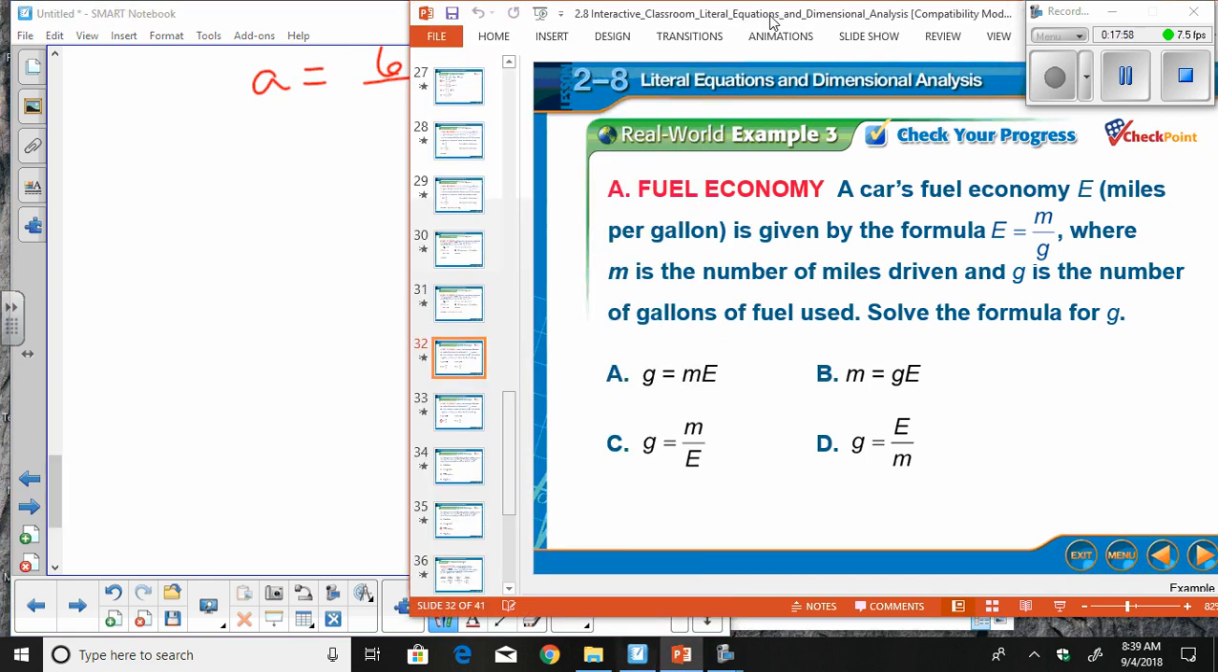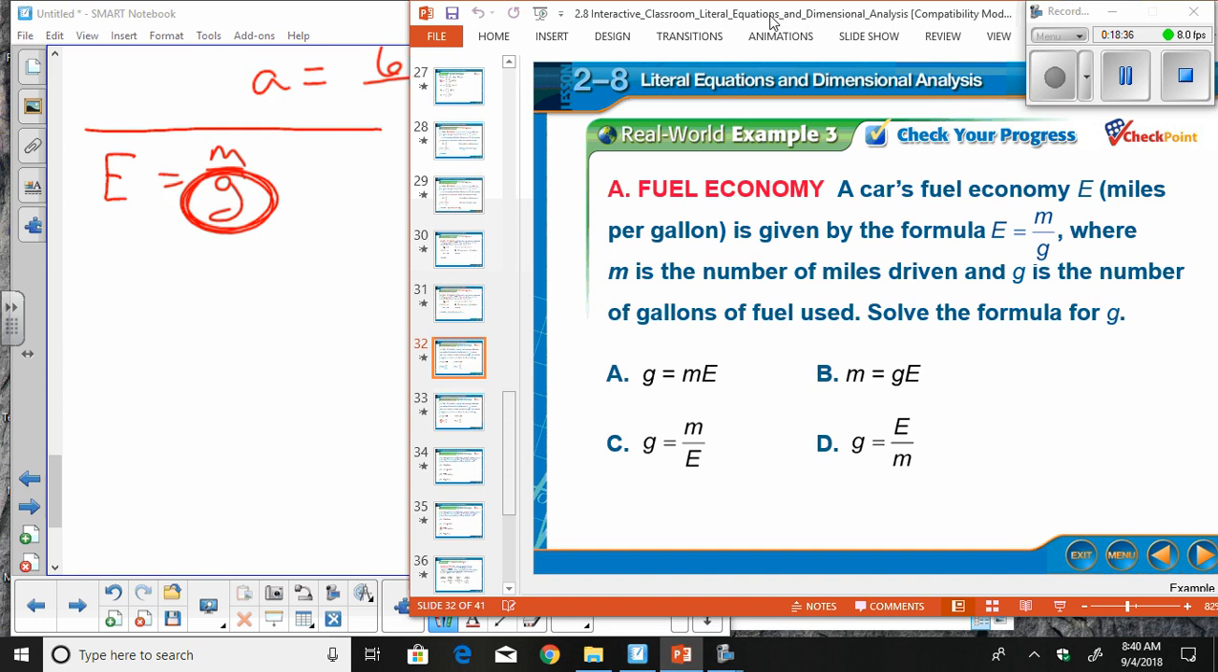A car's fuel economy, E, is given by this formula, where M is the number of miles driven and G is the number of gallons used. Solve the formula for G. Okay, it's using the same formula, but they're not asking the same thing. Our capital E equals M over G. Well, now I want to get G by itself. I can't just move it like I could with the M. I have to do a little more work. It's a two-step problem now.